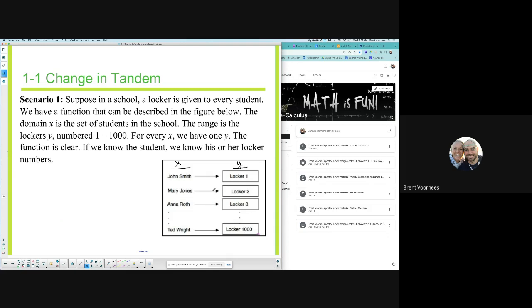Here's the question. And you can read this over later. I don't always read all the paragraphs. I'm assuming a lot of you can read, so I'm just going to describe the problem. Here's my question for you. Would every single x have one and only one y? Yes, this is a function. Why is it a function? Because each x has one and only one y.